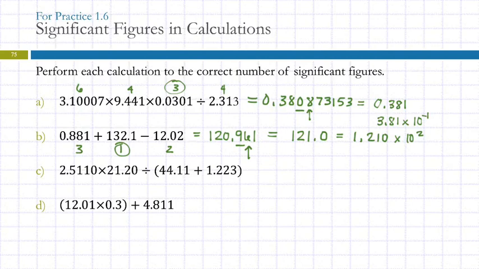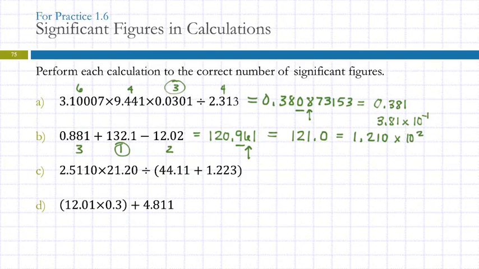So let's do a couple that are mixed up. Here we've got multiplying, dividing, and adding. So we need to identify what's going on with the adding so that the result of that we can have the correct number of significant figures. You can do this on your calculator using parentheses and just starting at the left and going through. The way I would approach this is I would start with the adding.